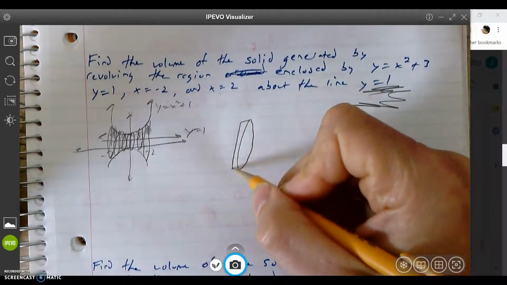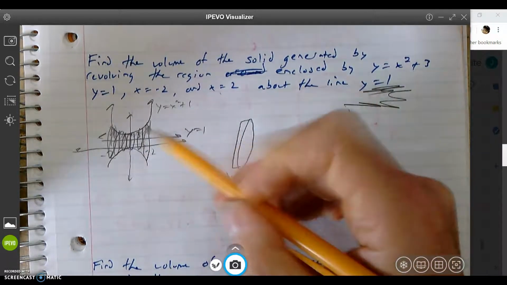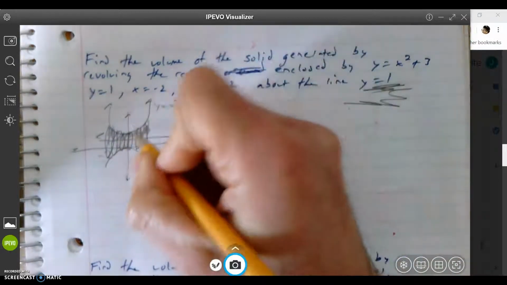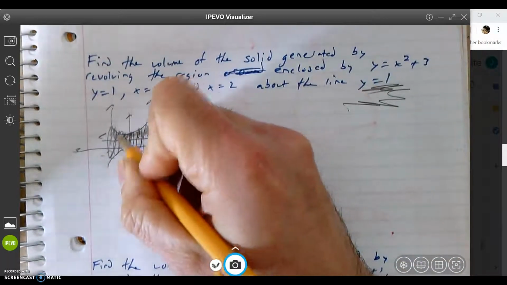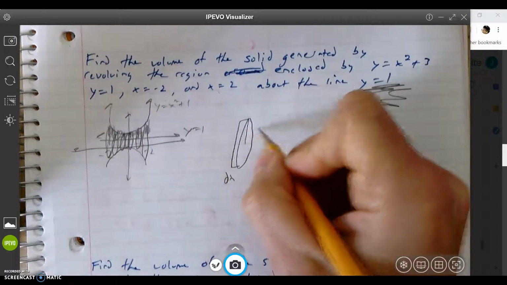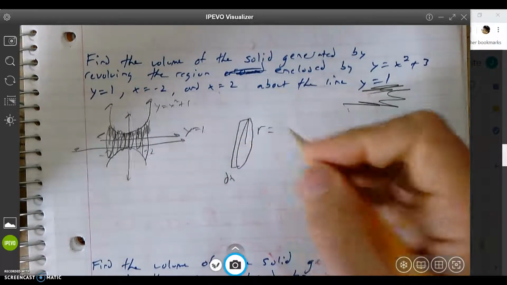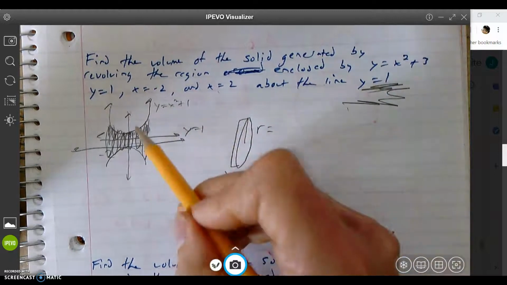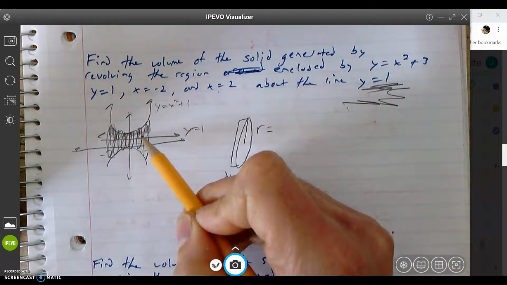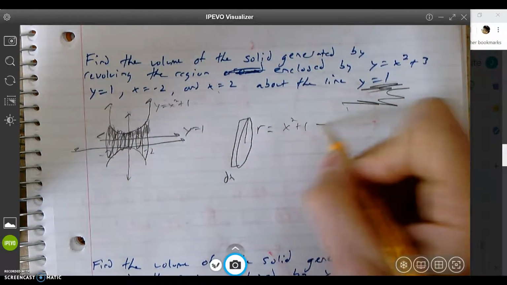So here we go. Draw a slice. This is dx. And the radius, so this is the area that we talked about before. That's on the top. So the radius would be from the top. All right. So the radius from the top. Don't do the radius from the bottom. You're going to mess the whole thing up. People last year did that. Don't do that. So it's going to be top minus bottom here. The top is the parabola and the bottom is the line y equals 1. So that's going to be x squared plus 1 minus 1.